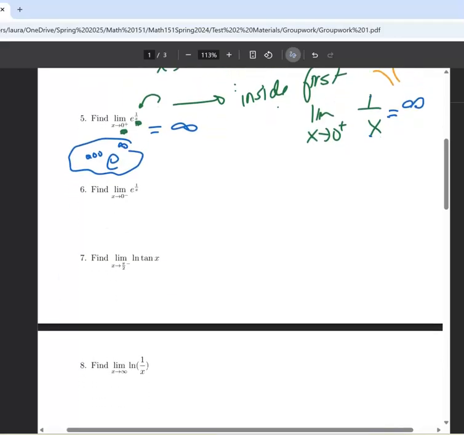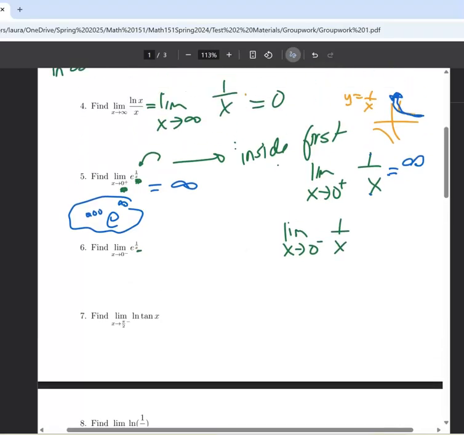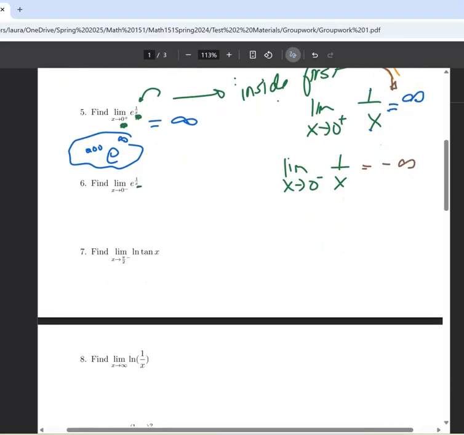So this one's really similar. So I'm going to go to the inside first. So I want to take the limit as x goes to 0 from the negative side of 1 over x. Same graph, going down here. So that will give me a negative infinity. So what that means is I have e, and I'm thinking this, not writing it, e to the negative infinity, which I know is 1 over e to the infinity, that's 0.